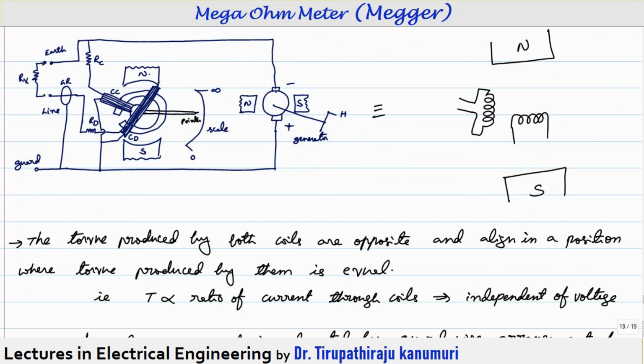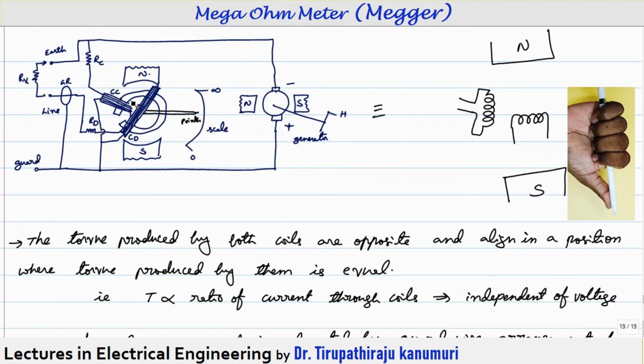To understand the basic concept of working, I can draw the equivalent circuit like this. In this instrument there is a north pole and a south pole. This is my current coil. The current coil winding will be made like this. A longitudinal wire is there, and it will return back. So it is actually wound like this.